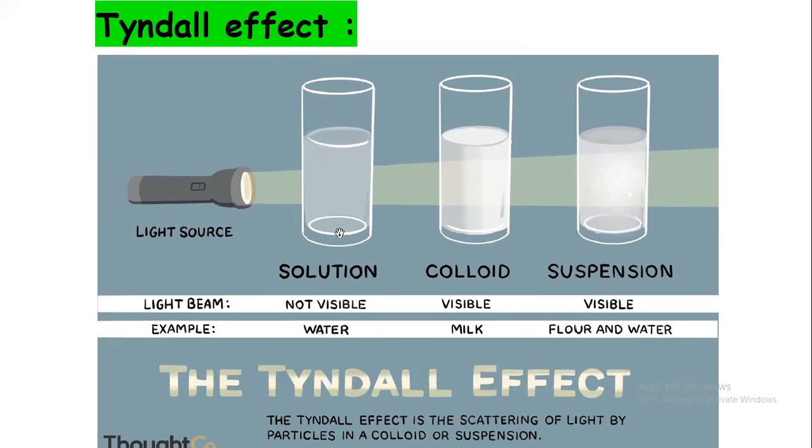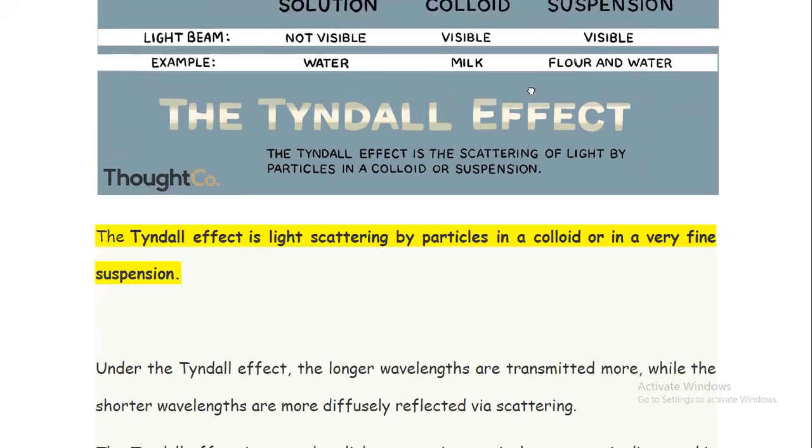This is a solution, but it is a clear solution, right? No other particles are mixed. So you can see that the light beam is not visible here. But this is a colloid, milk. The light beam is visible. And this is a suspension. You can look more clearly: you can see the light source here, visible, right? And this suspension is made out of flour and water.